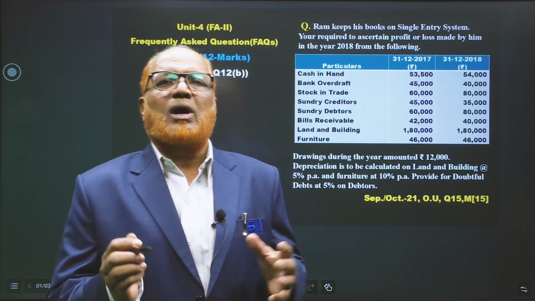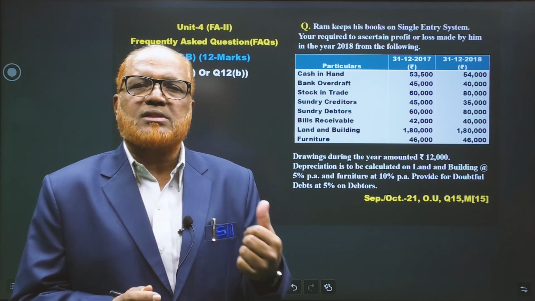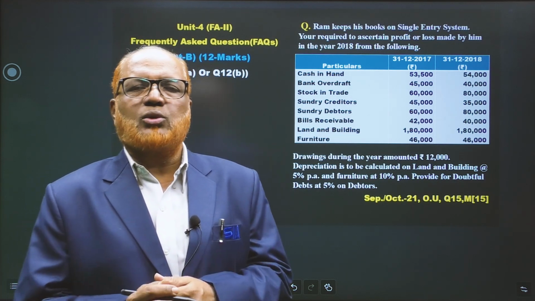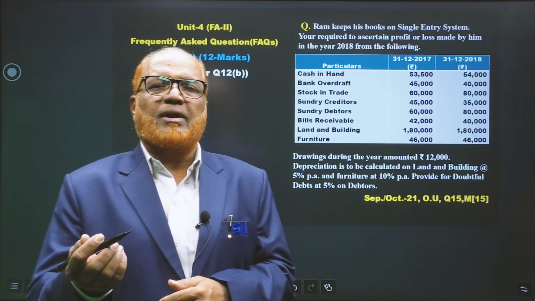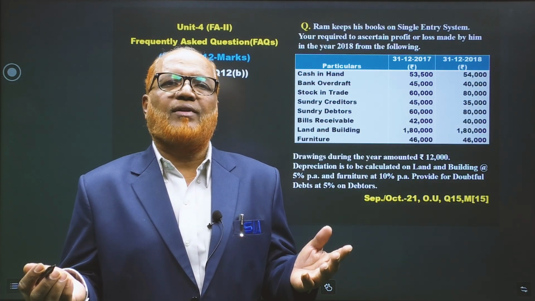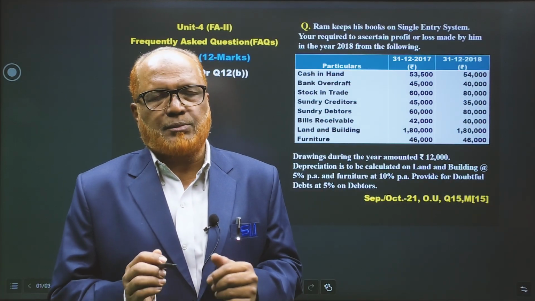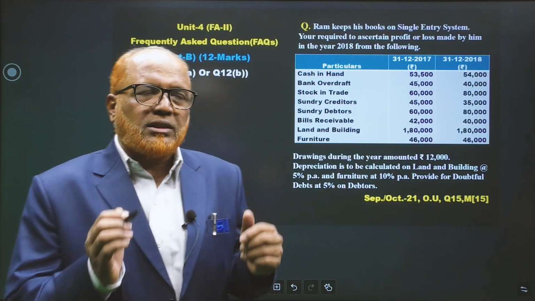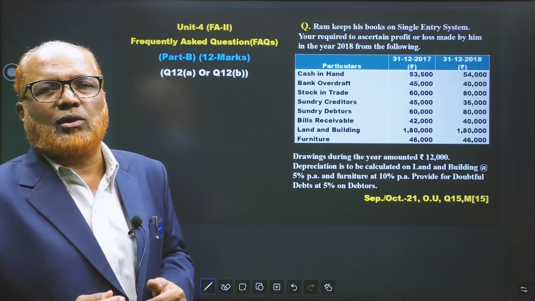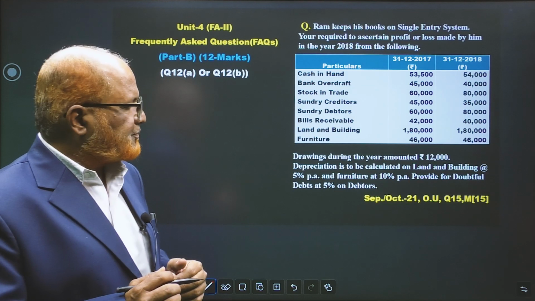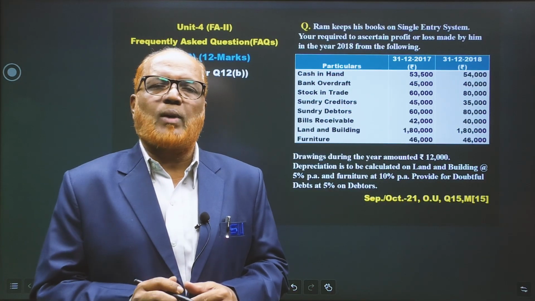In the previous video I also explained what type of problems will be asked for 12 marks from this unit. Normally they will ask you to prepare a statement of profit or loss to find out the profit, and also to prepare a revised statement of affairs, or sometimes only a statement of profit or loss. So in this problem, I'm going to explain how to find out the profit or loss for a 12 marks question. Remember, compared to other units, this Unit 4 is very easy.